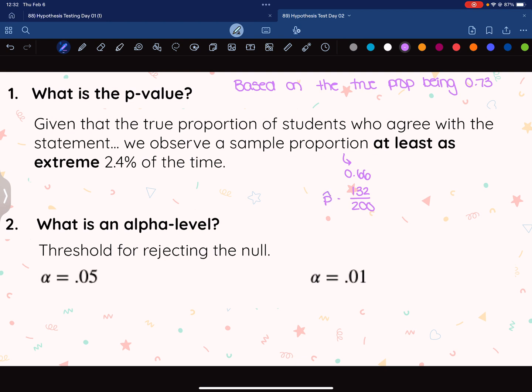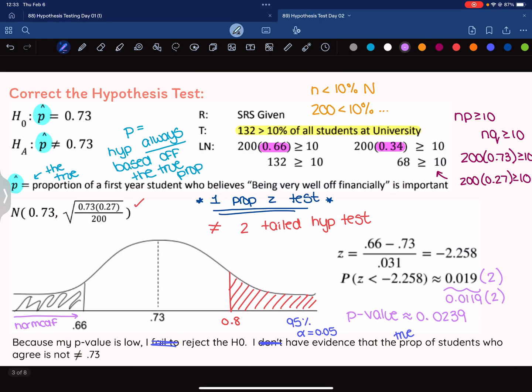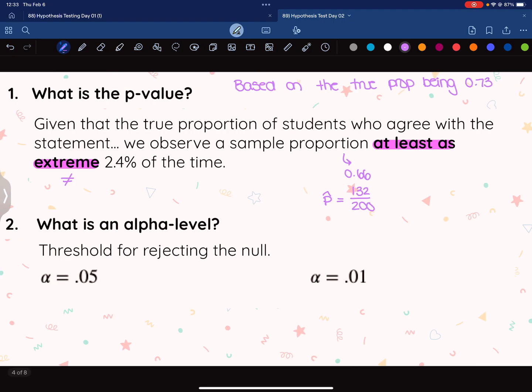So we observed our sample at least as extreme. Now, this wording, at least as extreme, comes into play because of the idea of not equal to. It's not like you're saying as great as ours, or as low as ours. It's not an easy less than or greater than. So the extremes count for both tails. And that's what we got, this 2.34, so it ended up being that 2.4%. That's where we got that amount from. So that's what the p-value is in context.